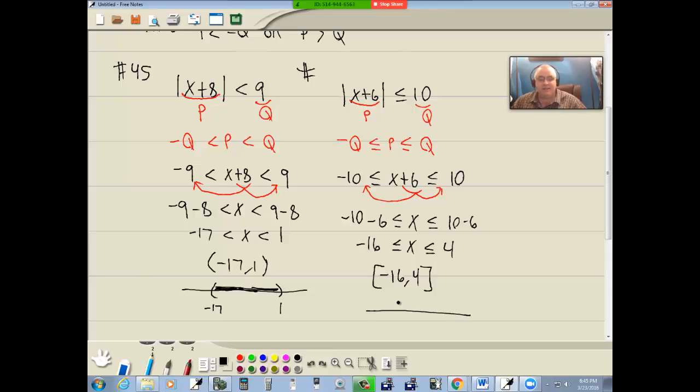Now graph-wise, bracket on negative 16. Bracket on the 4. And then we shade inwards since they both open inwards. And those would be our answers.